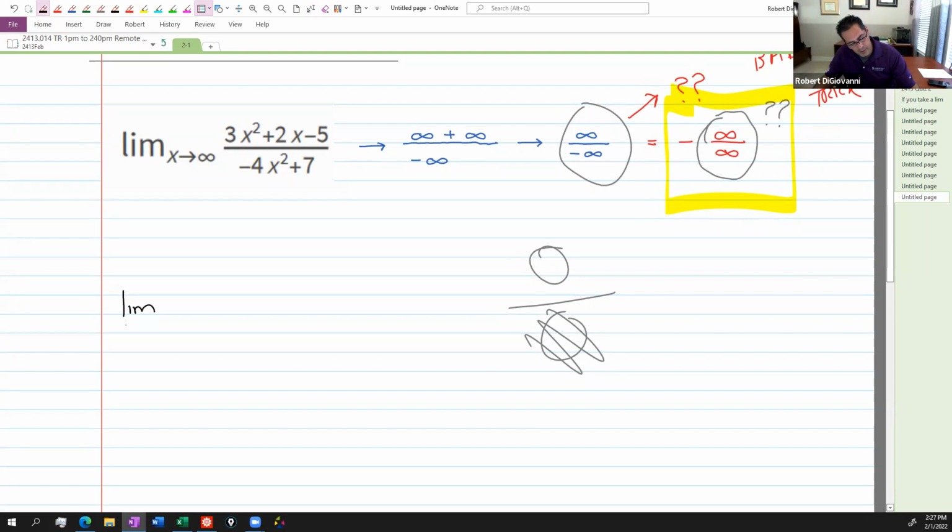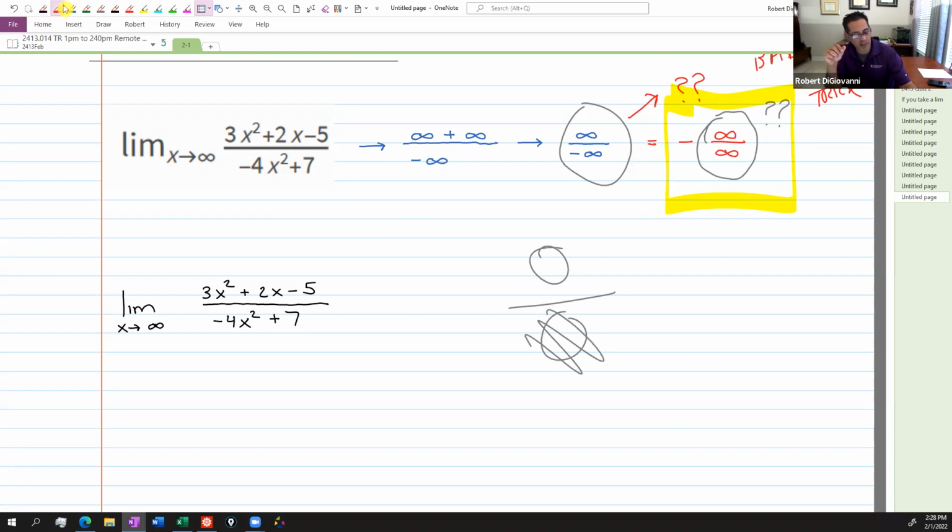Limit. I'm going to rewrite the problem. 3x squared plus 2x minus 5 over negative 4x squared plus 7. I'm about to do something algebraically that we have not done in this class before. This is the first time we are going to do this. You may have done this in algebra. That's fine. If you didn't, that's fine. I'm going to do it, and then we're going to talk about why, because the why is more important than me doing it.